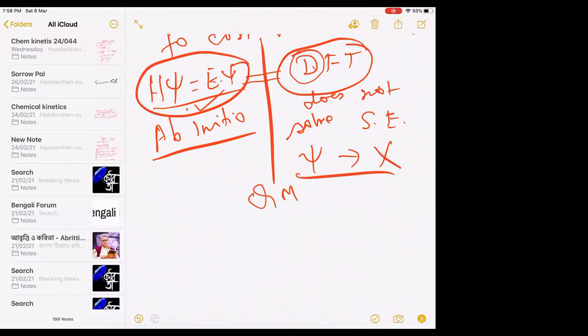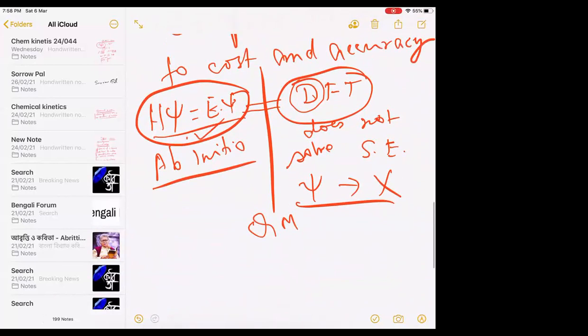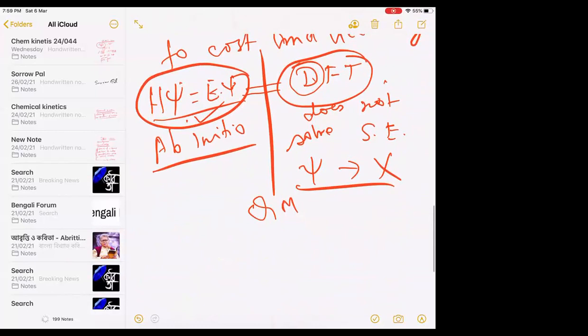Here, both of them are quantum mechanics. Yet, there is a difference in approach. One group calculates psi, one does not calculate psi. In a very minimalistic way, I can tell the difference. That makes DFT as accurate, as cheap as the Hartree-Fock within the ab initio.